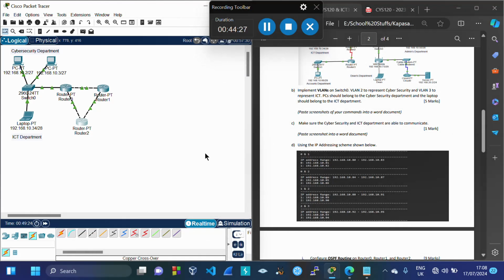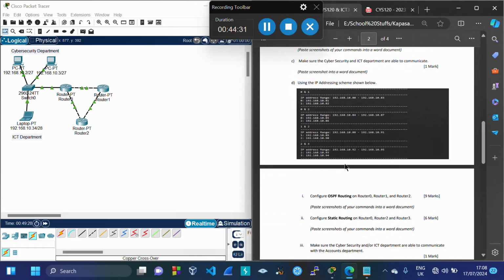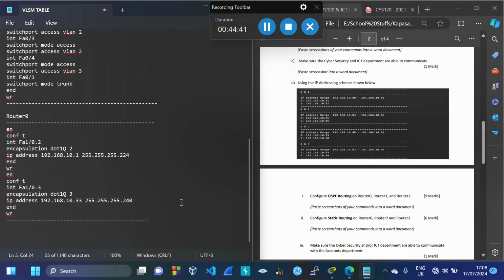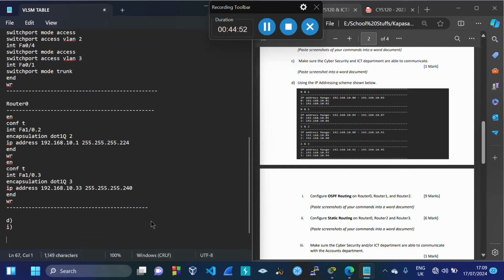Now after doing that, it means we can now follow up that question, which said configure OSPF for router 0, 1 and 2, which is 9 max. So this is 0. I'll first start off targeting router 0. So that's question D. So that's question D1. So for question D1, I'll target router 0.